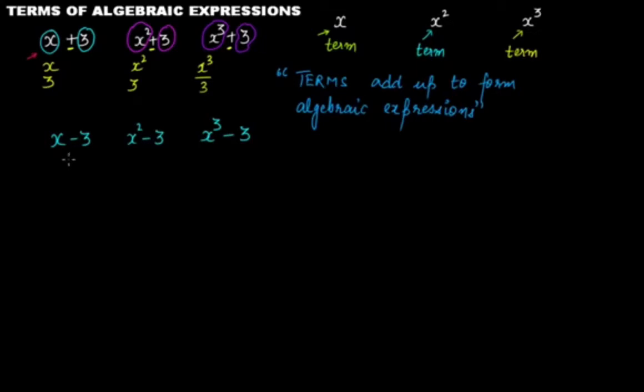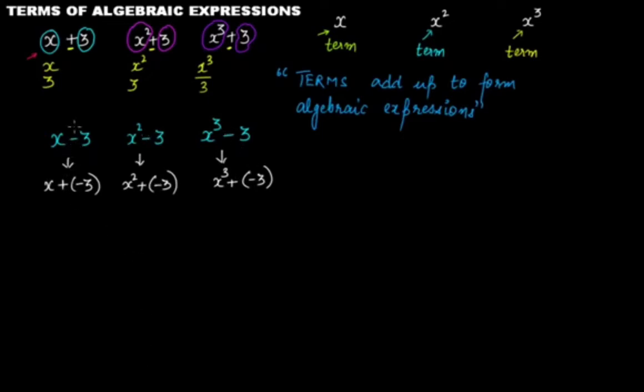Okay, let's write this as x plus within bracket minus 3. This one as x square plus within bracket minus 3. And this one as x cube plus within bracket minus 3. We know that if within the bracket we have minus sign and outside the bracket we have plus sign, the plus minus becomes minus only. Same thing here, plus minus becomes minus.